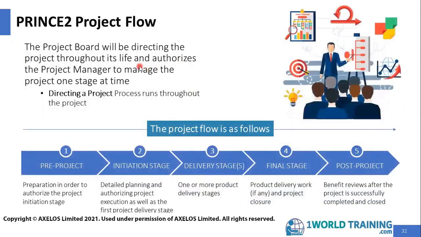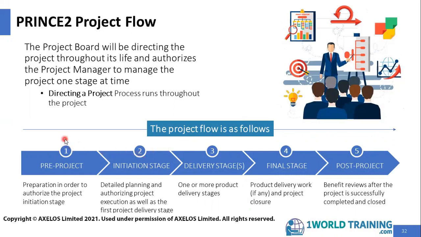The project flow. In a PRINCE2 project, the project board will be directing the project throughout its life and authorizes the project manager to manage the project one stage at a time. Directing a project process runs throughout the project. The project flow is as follows. Note that there is a project flow which includes the process flow. And please note carefully the differences between the stages and the processes. A single stage may have one or more processes running. Particularly, we need to note that the initiation stage is different from initiating a project process because both of them sound very similar.